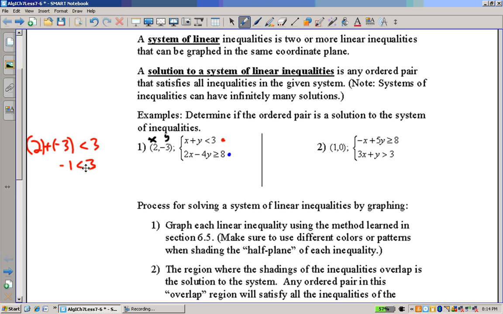Well, this is true. How do I know it's true? Well, if I graphed a quick sketch of a number line, negative 1 would be to the left of 3. And really sort of a stupid way you can remember this.